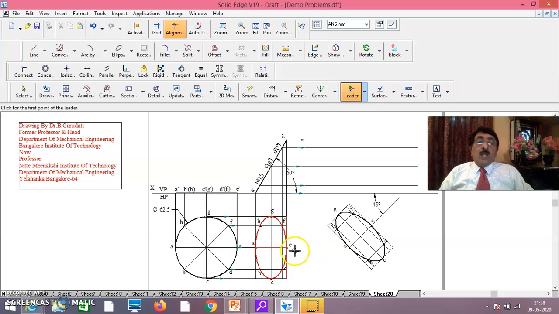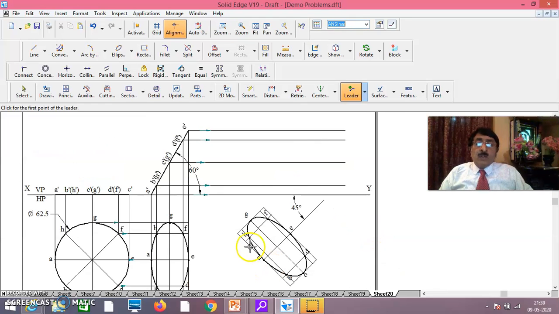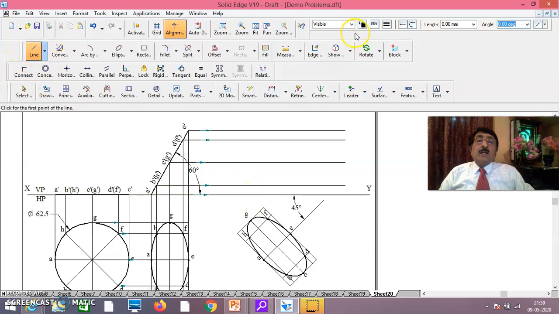Now you have to take the projectors from the top view. This is what I was telling you, from A, B, C, D, E, F, G, H and all that. You have to take the projectors again. That is why I'll zoom the area first. First I'll get the points now. This is very important, because unless you do it carefully, you won't get the curve properly.